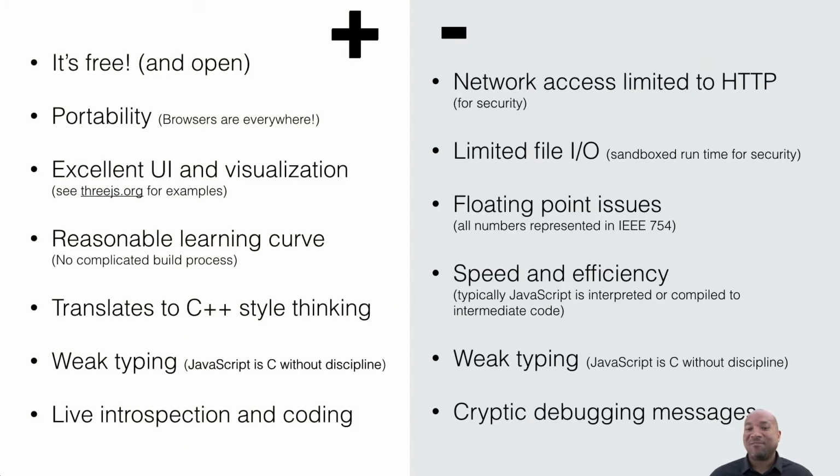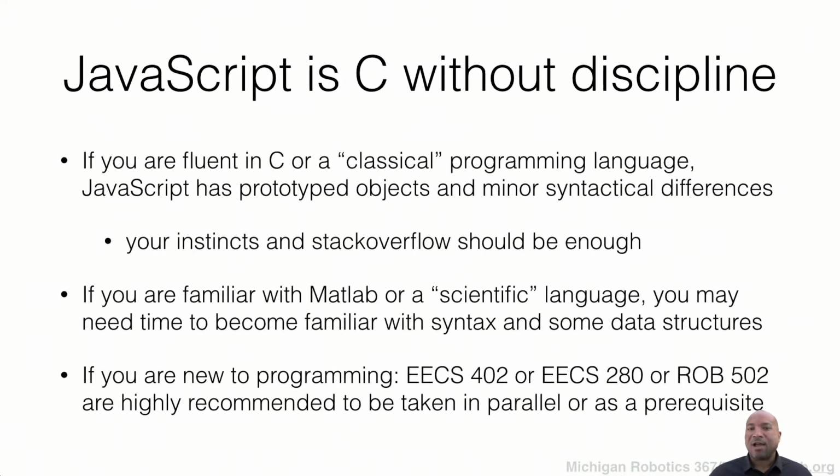So we can think of JavaScript as C without discipline. And the debugging messages that we get from JavaScript are not the easiest to interpret. There's still a long way to go in that regard. I do think of JavaScript as C without discipline.